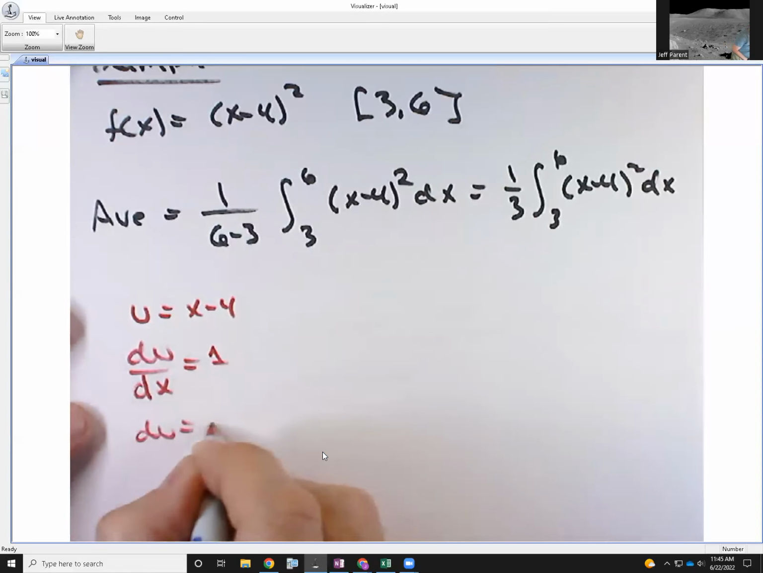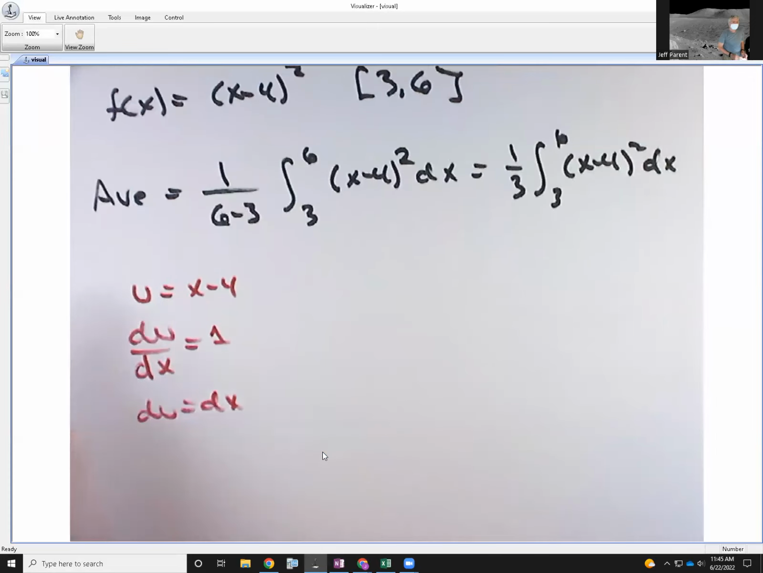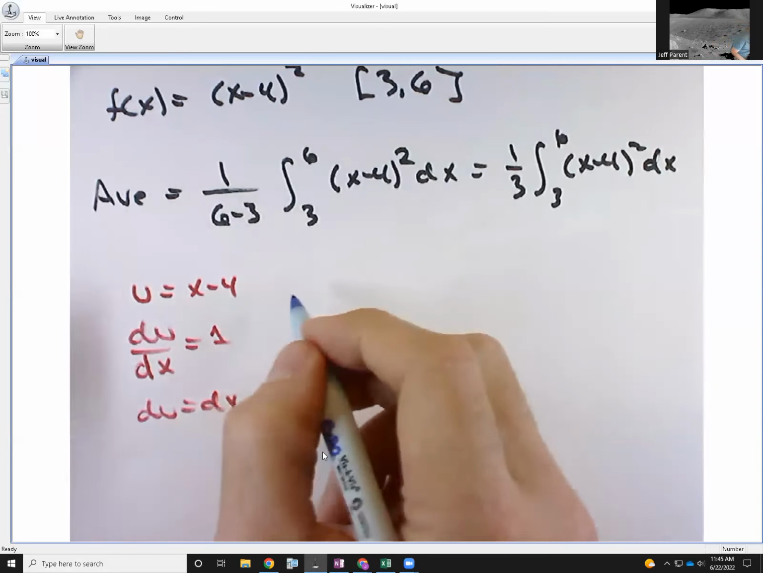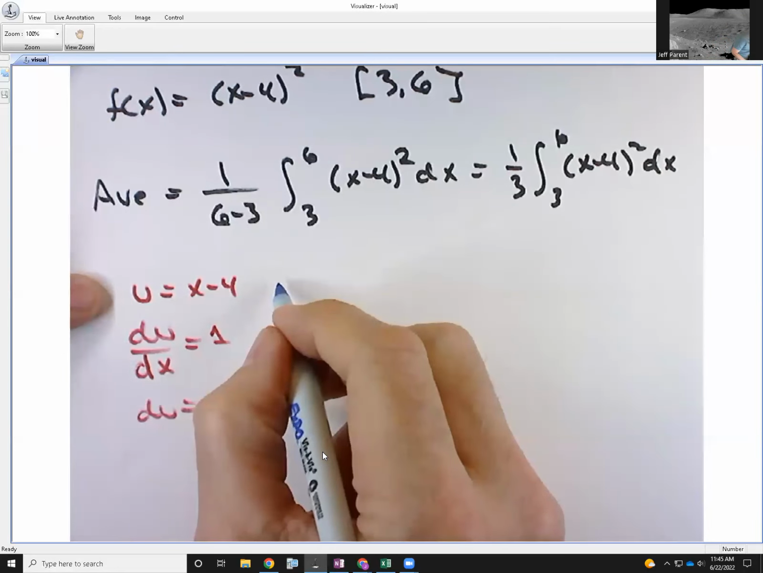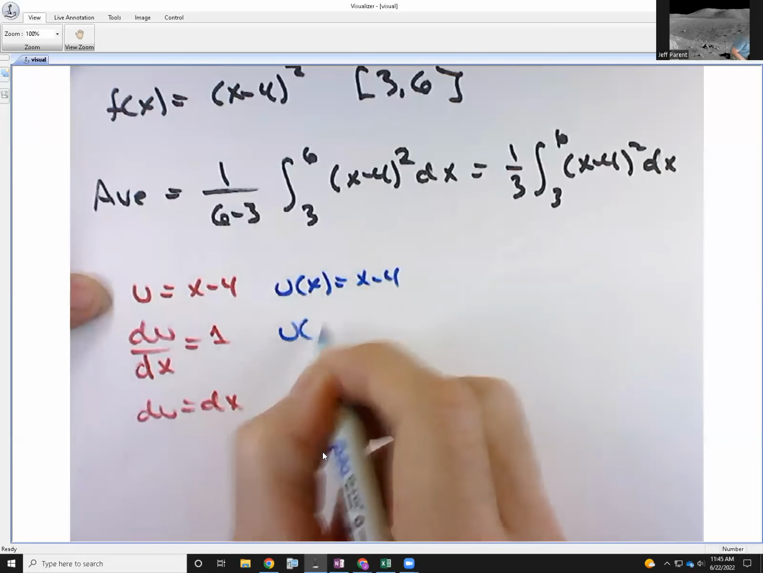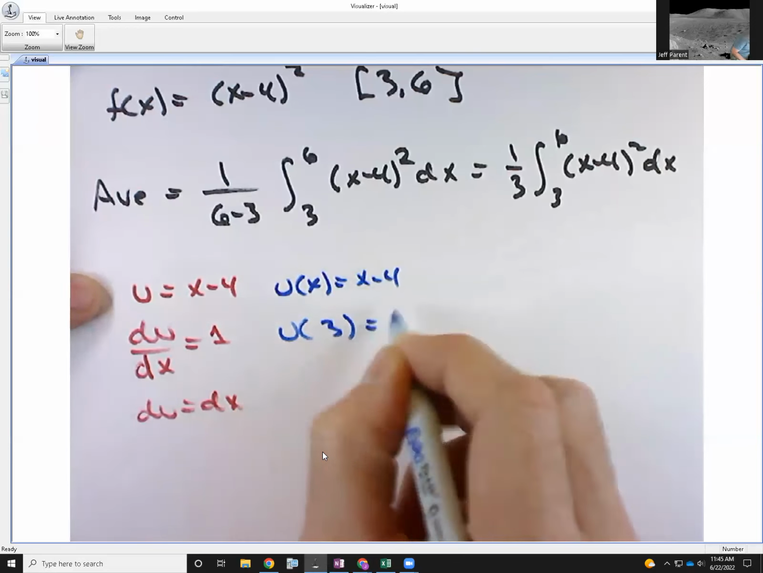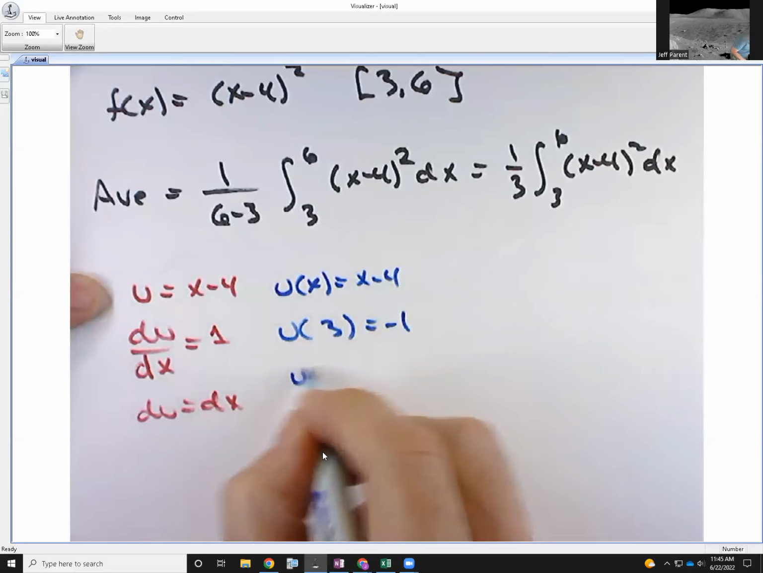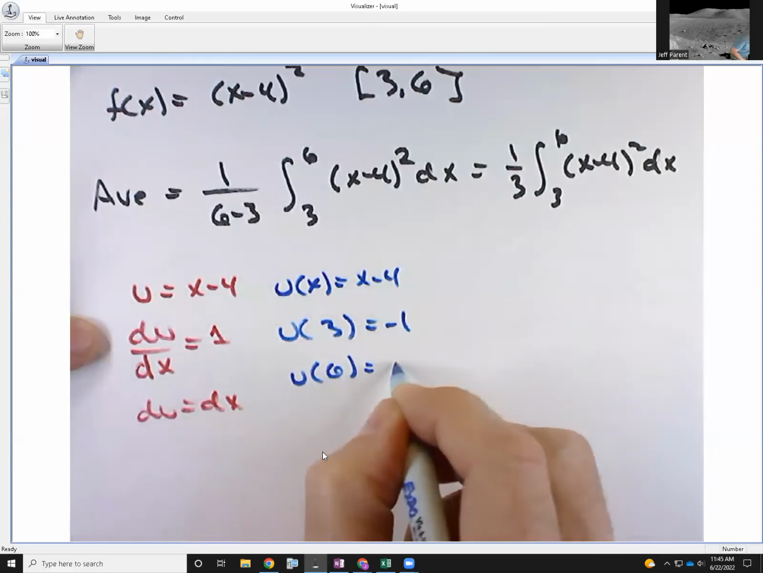Or in other words, we're in the very special case of du equals dx. And if that happens, it's kind of suggesting that, you know what, you could almost do this without the u substitution. And let's see what that's all about. Now I'm going to change my limits of integration. So u of x is x minus 4. That means u of 3 equals -1. U of 6 would equal 2.